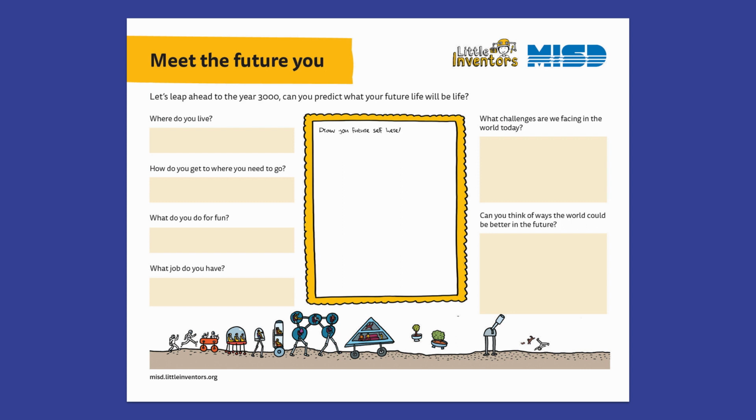As a class, you could brainstorm some ideas about future scenarios. For example, what if the whole world was underwater? Or we could travel easily between planets? Or there were very few humans on the Earth? Anything is possible.